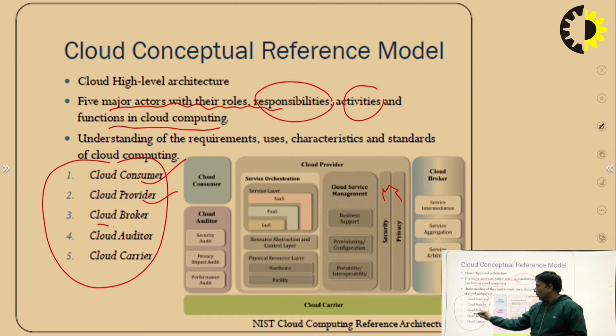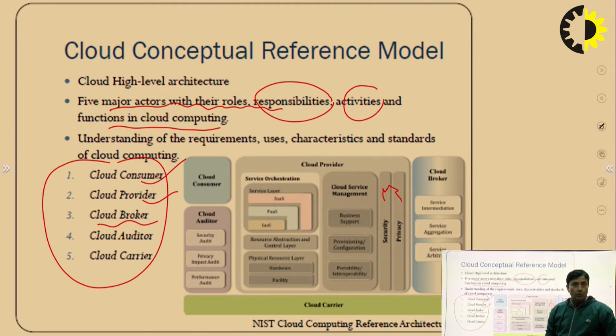The third one is the cloud broker. As you know, broker is a very common term. This is the third party who is going to give the cloud services to the client, and those services are developed by some developer or the provider. So this is the third party between the provider and consumer. So this is the cloud broker.